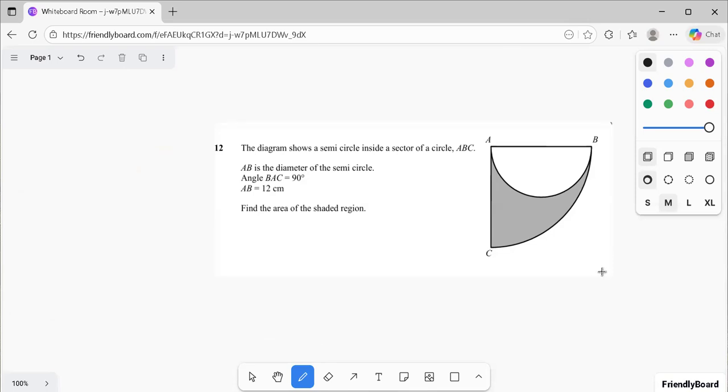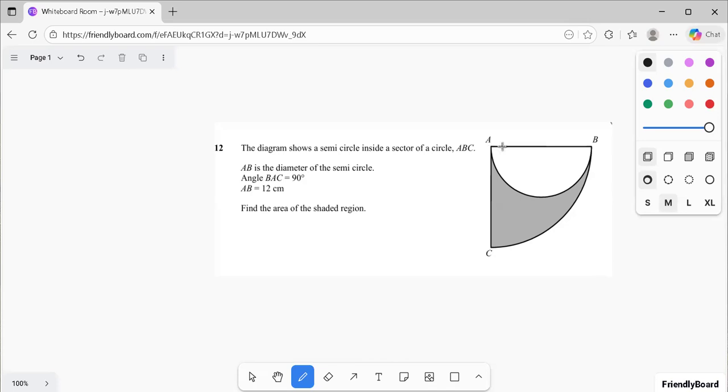So this one is a little bit different from the one that we just did, but the concept still remains the same. So it says the diagram shows a semicircle inside a sector of a circle, ABC.